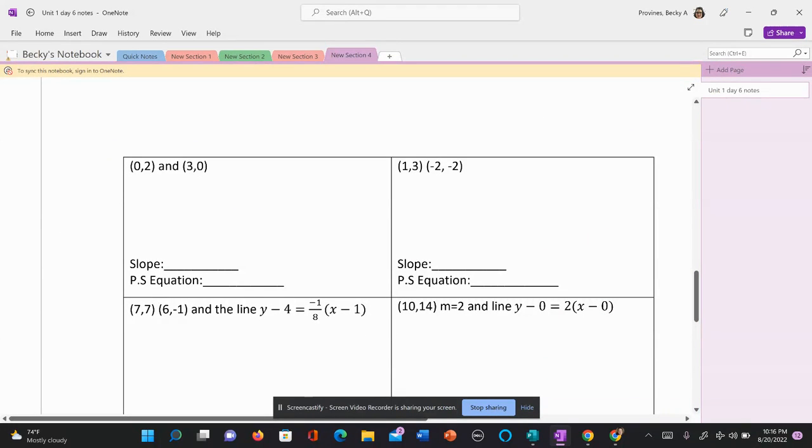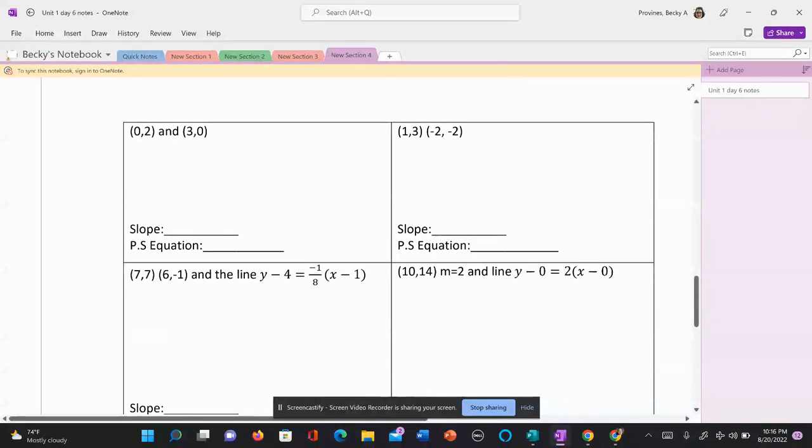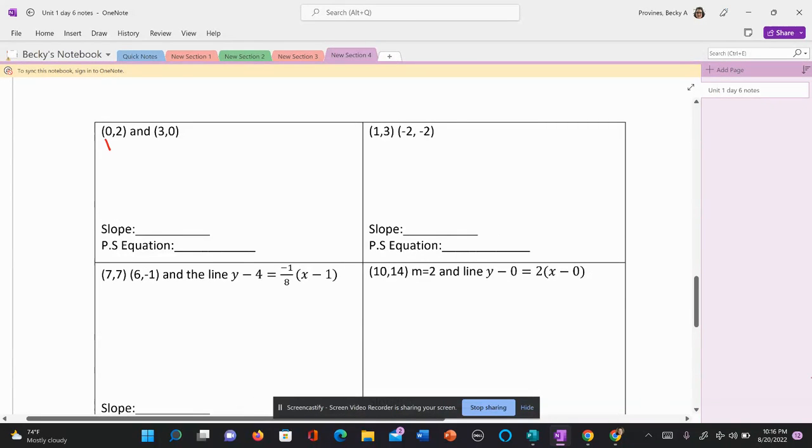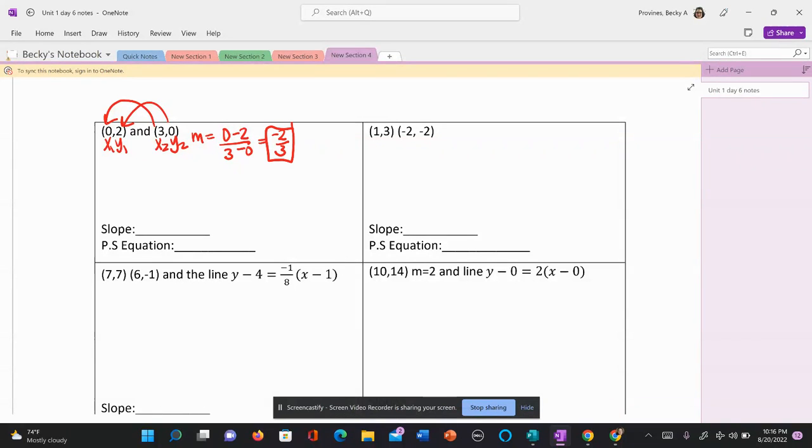So we're just going to practice a bunch of these. All right, let's find the slope. We have to do that by using the slope formula. So I'm going to label this x1, y1, x2, y2, and I'm going to subtract. So 0 minus 2 and 3 minus 0, which is a negative 2/3.